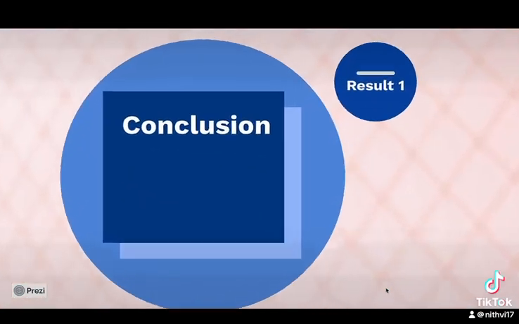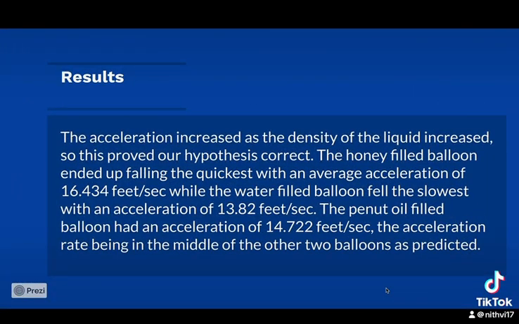Our results showed that the acceleration increased as the density of the liquid increased, so this proved our hypothesis correct. The honey-filled balloon ended up falling the quickest with an average acceleration of 16.434 feet per second squared, while the water-filled balloon fell the slowest with an acceleration of 13.82 feet per second squared. The peanut oil-filled balloon had an acceleration of 14.722 feet per second squared, the acceleration rate being in the middle of the other 2 balloons as predicted.